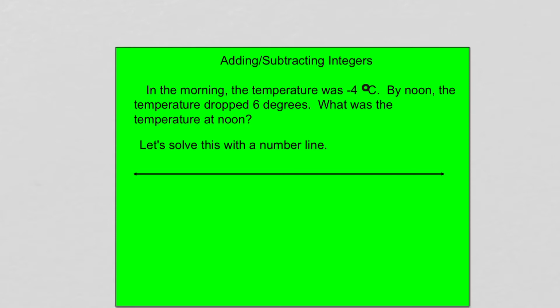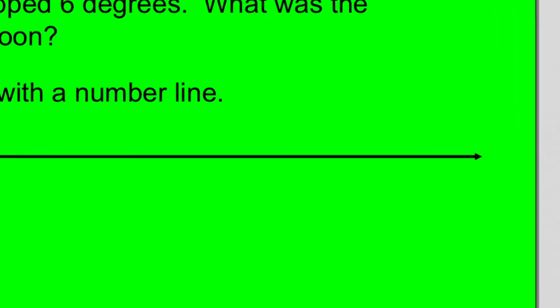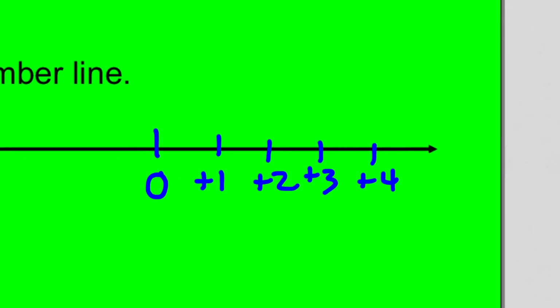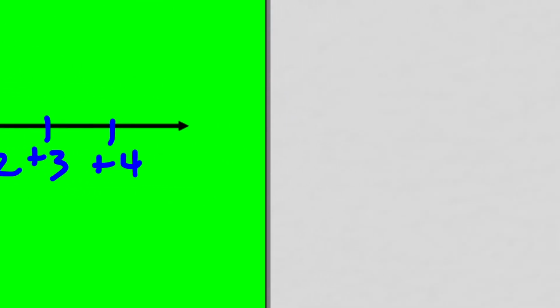We're going to solve this on a number line because the best way to look at integers is to look at them on a number line. So integers include all positive and negative whole numbers and 0. So let's start this number line off with 0. So I'll put 0 here, and then I'll put +1, +2, +3, +4, and I could go on and on forever.